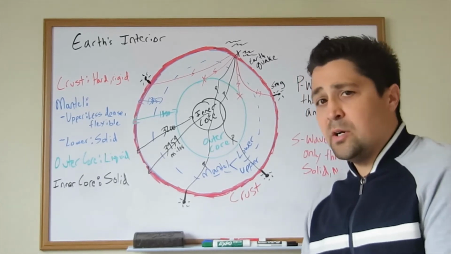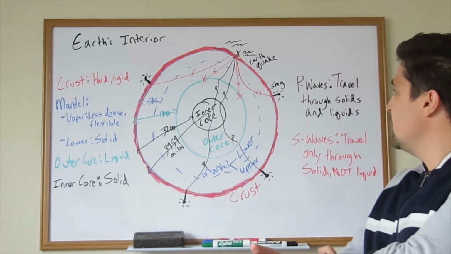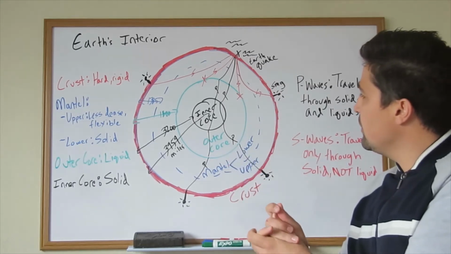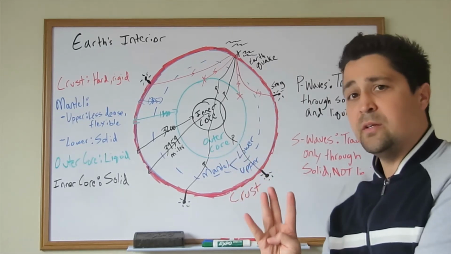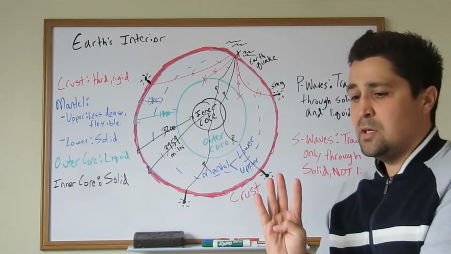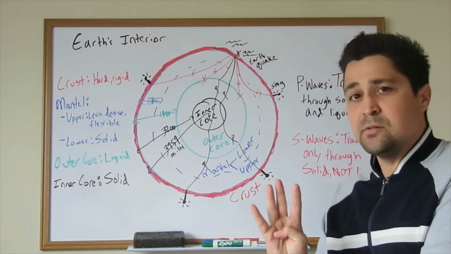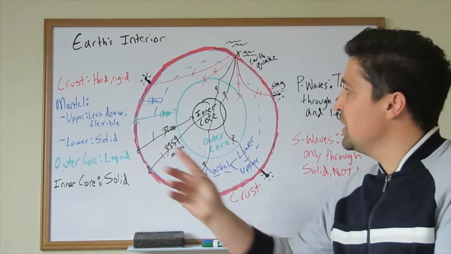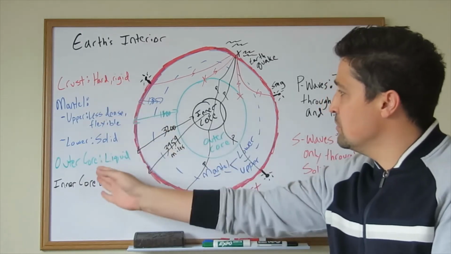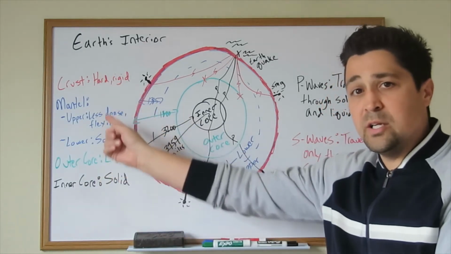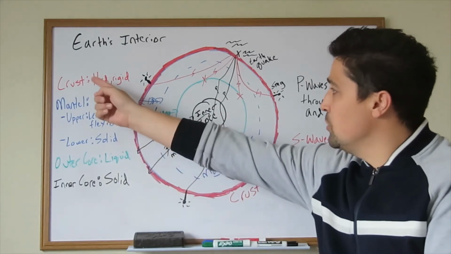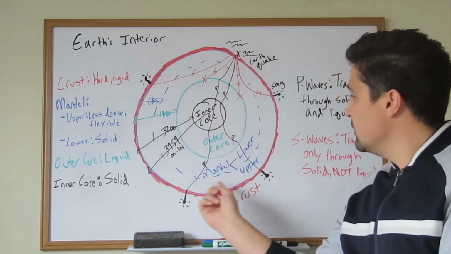Essentially, if we look at this as a whole, what I've got are four different major layers of the Earth, okay? And those four layers are color coordinated as I have illustrated on this board. So the red is our crust.